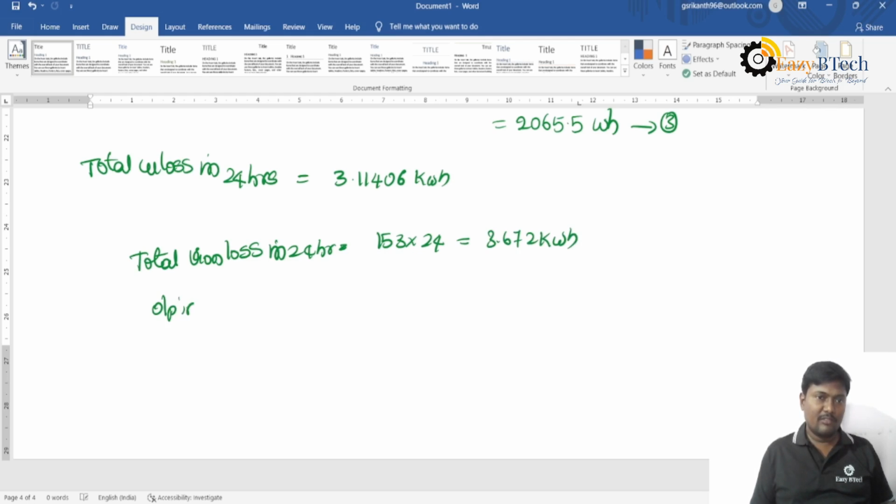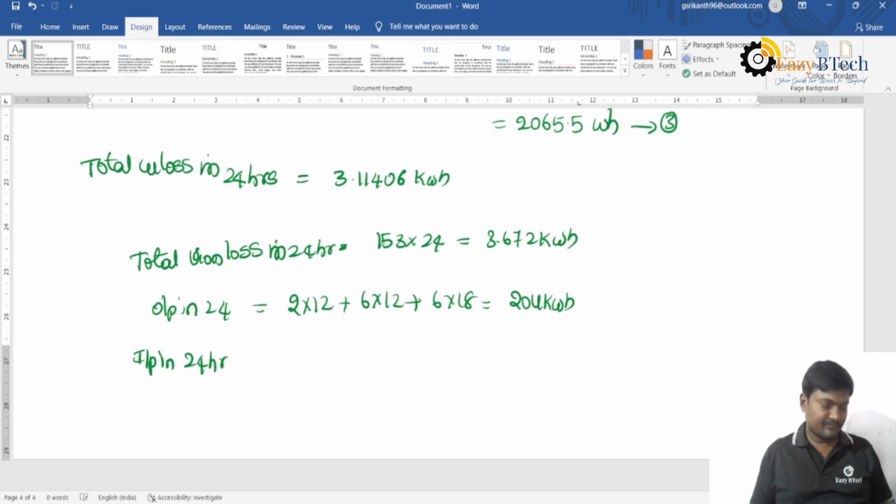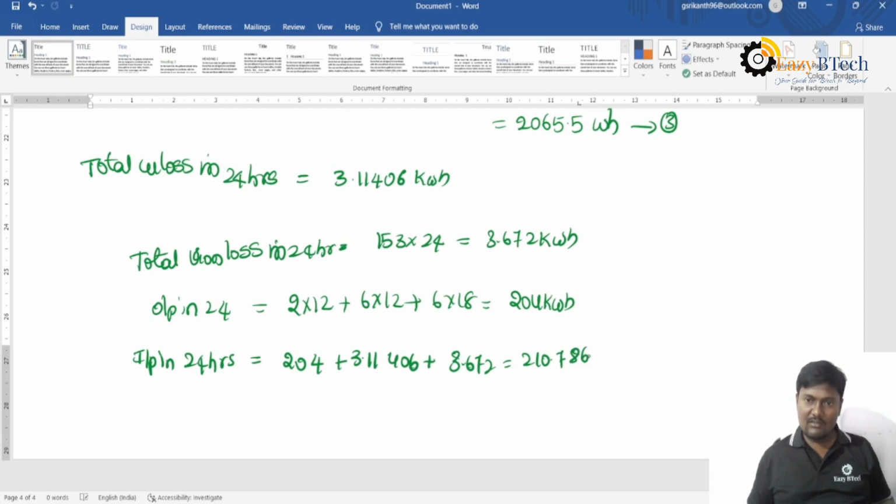Then the output in 24 hours is 2 into 12 plus 6 into 12 plus 6 into 18, which is equal to 204 kilowatt hour. Then the input in 24 hours is the output 204 plus 3.11406 plus 3.672, and finally I got 210.7861 kilowatt hours.